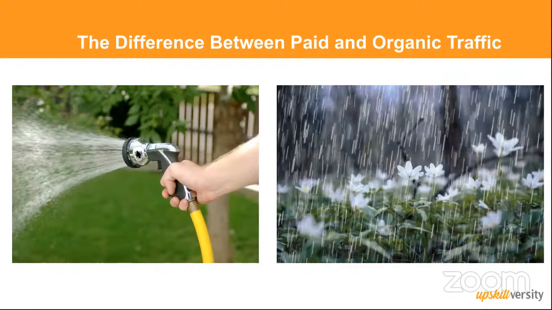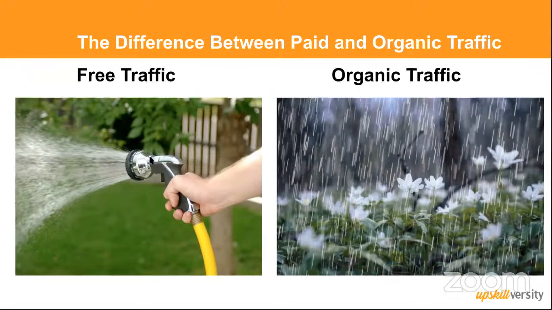This plant needs water. You can focus on that. You can measure it, so it's targeted. Of course, you can control how much water you put. This is organic traffic. And why do we call this free traffic? I'll explain in a while.